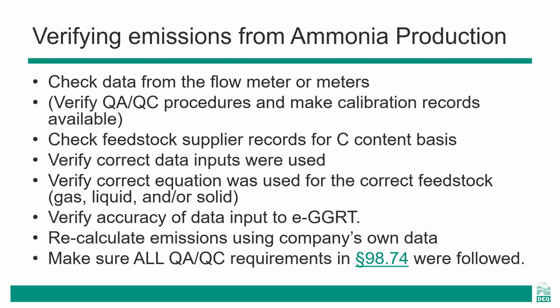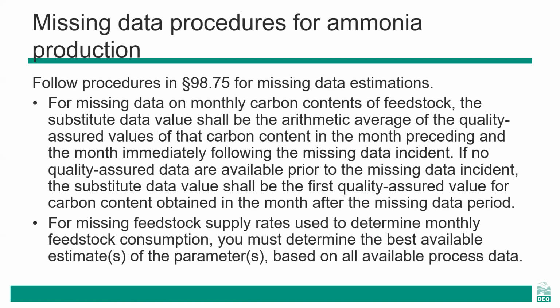Verifiers should be aware of the steps and considerations involved in verifying greenhouse gas emissions from ammonia production facilities. This slide emphasizes the importance of accurate data, proper calculation methods, and adherence to regulatory requirements for greenhouse gas emissions reporting. Here we can see specific guidance on how to handle missing data in CO2 emissions calculations for ammonia production facilities, emphasizing compliance with 40 CFR 98 and the best practices for data substitution.